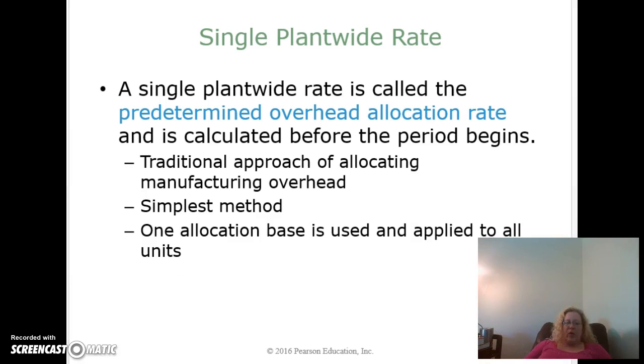The predetermined overhead allocation rate is the estimated overhead cost per unit of the allocation base. It's calculated at the beginning of the accounting period. The formula is total estimated overhead cost divided by total estimated quantity of the overhead allocation base. The allocation base is generally something like machine hours or direct labor, and sometimes total direct labor cost can be used as the allocation base.